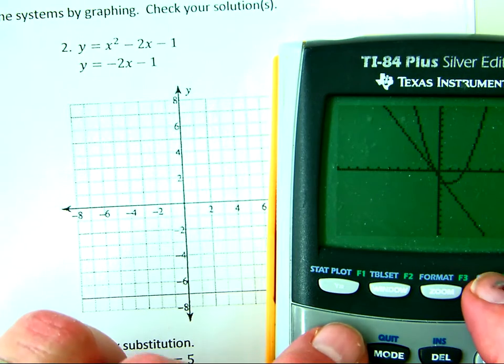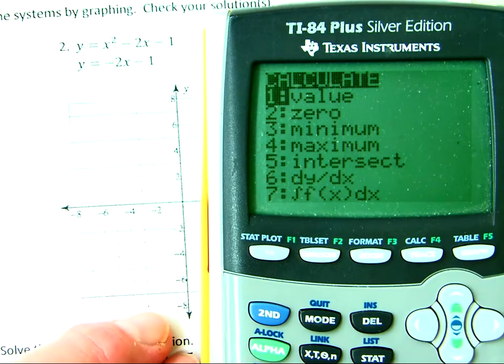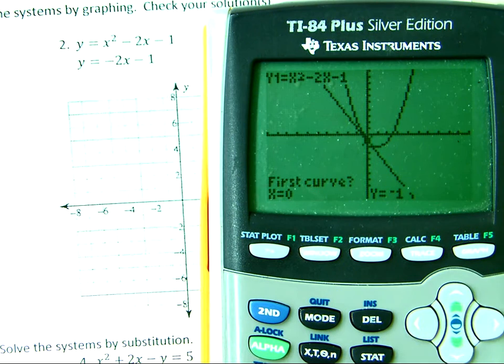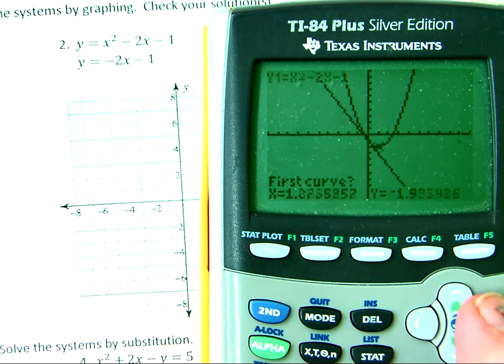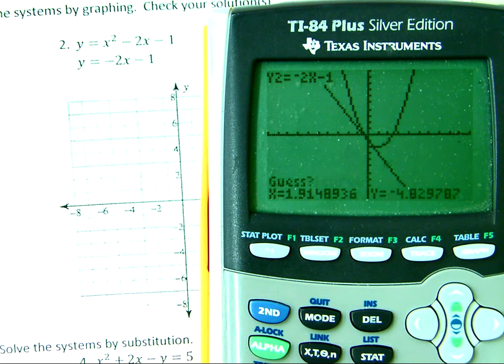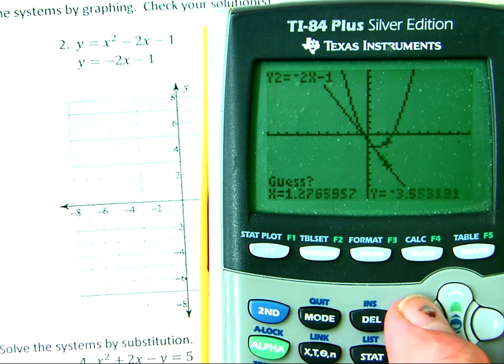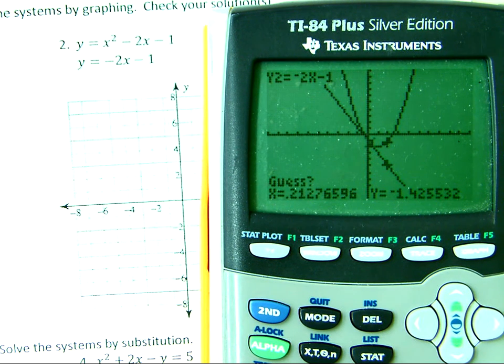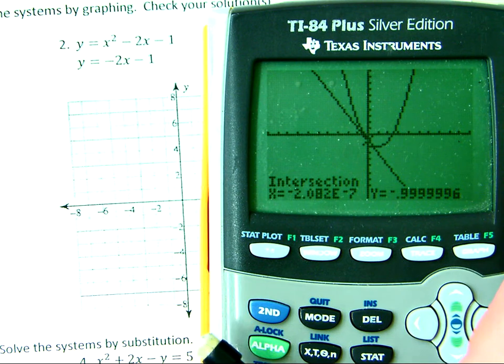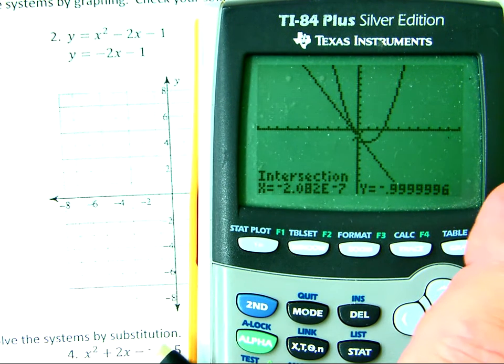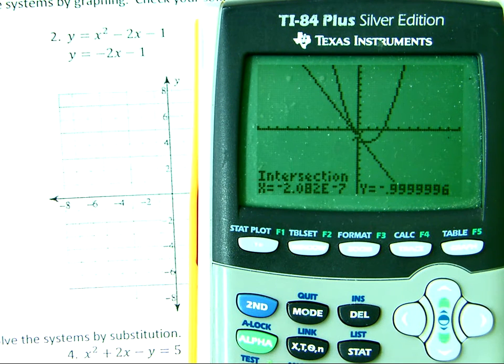So again, second calc. We want to intersect, so number 5. Again, the first curve, you can see it doesn't really matter. See, right now it's on the parabola. So I hit enter. Second curve, it jumped to the line, hit enter. Now it says guess. So I'm going to go somewhere near where it looks like they cross and hit enter again. It says their intersection is negative 2.08, negative 0.9998.